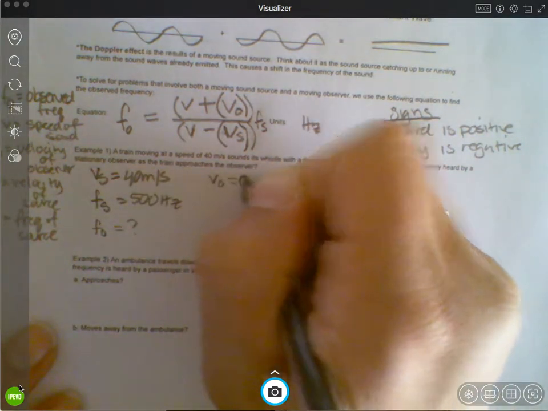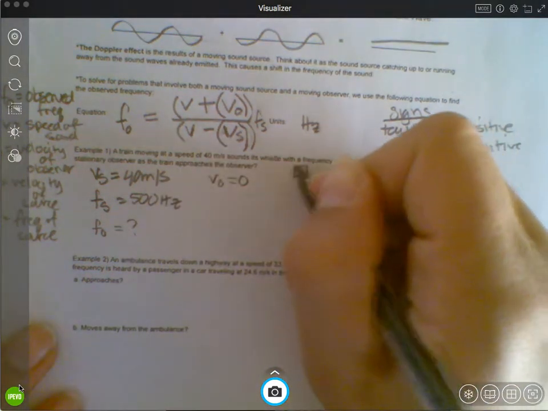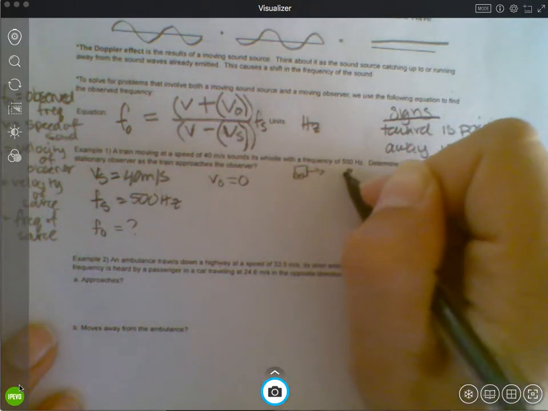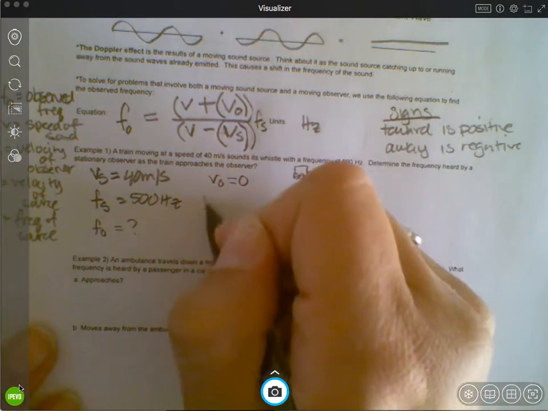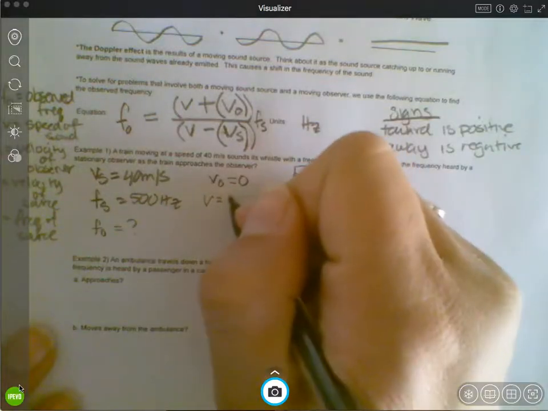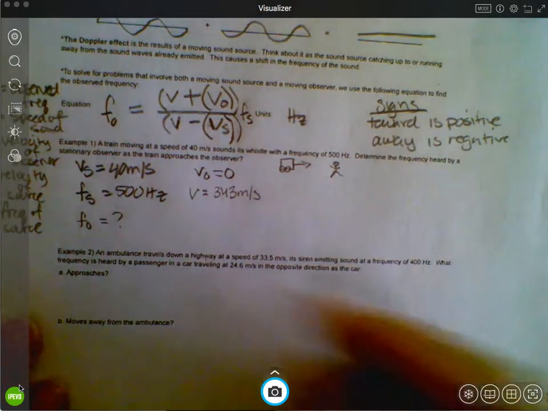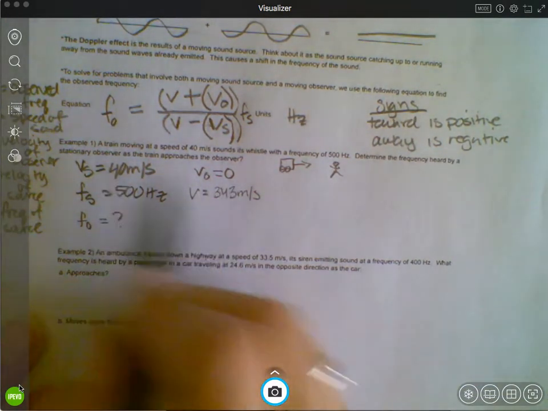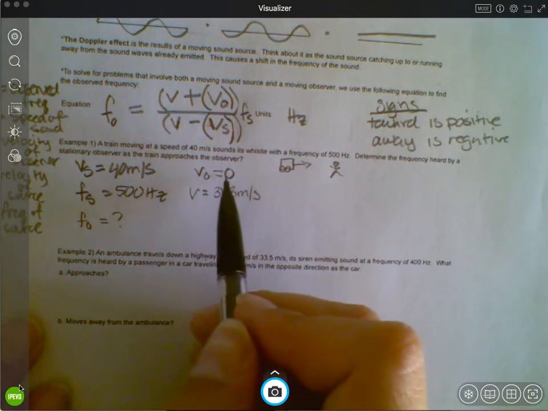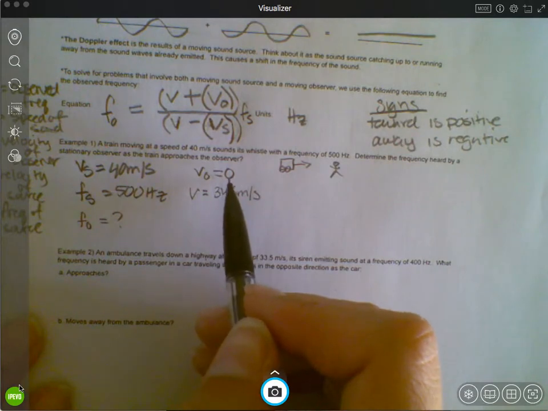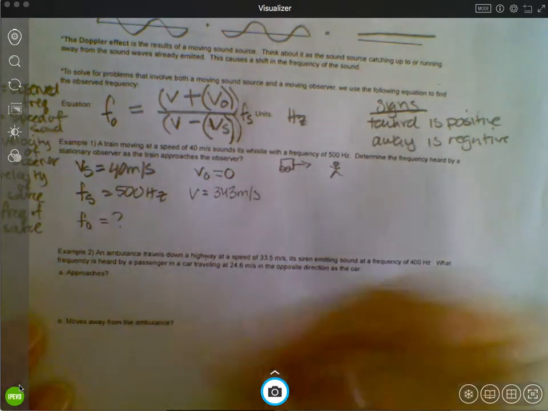So the velocity of the observer is 0. As the train approaches the observer. So here's the train. Okay. It's driving toward a person standing still. Now, we're assuming, unless you're told otherwise, that the velocity of sound is 343 in air. Okay? So let's make sure we have the signs correct on these velocities before we plug them in. So the person that's observing or hearing the sound is not moving, so there's no sign associated with that. Okay, so we leave that alone. Just leave it positive or 0.